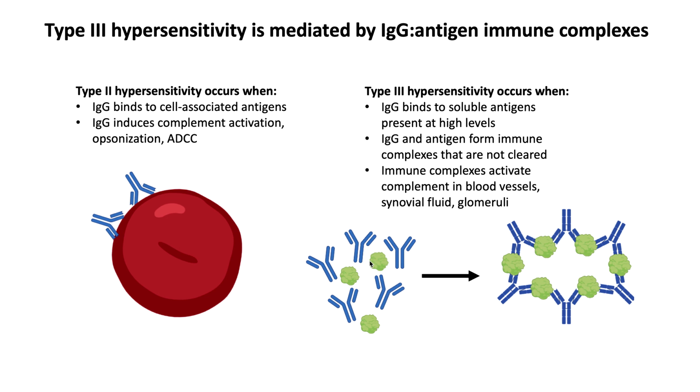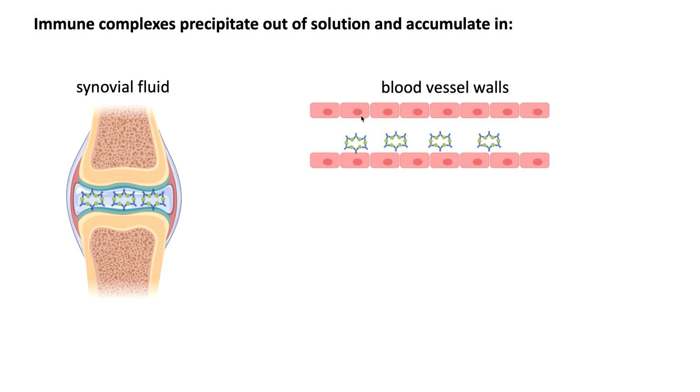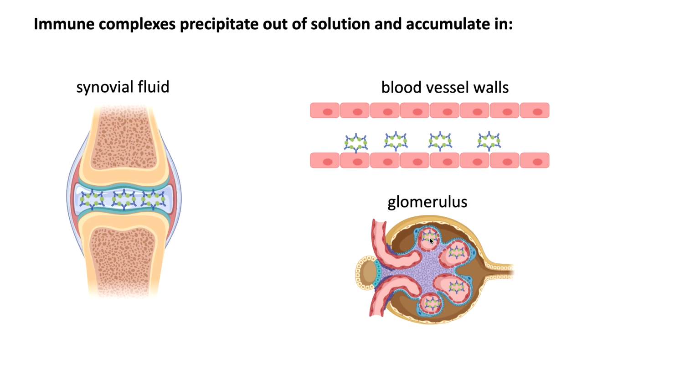And when those soluble antigens are present at high levels for sufficient periods of time, they can cause the antibodies to form immune complexes with those soluble antigens. Immune complexes happen when antibodies and antigens aggregate together, and this can cause these aggregates to precipitate out of solution. These complexes precipitate out of solution and accumulate in places like the synovial fluid, blood vessel cell walls, and glomeruli.